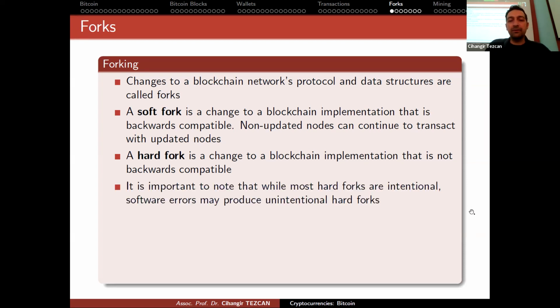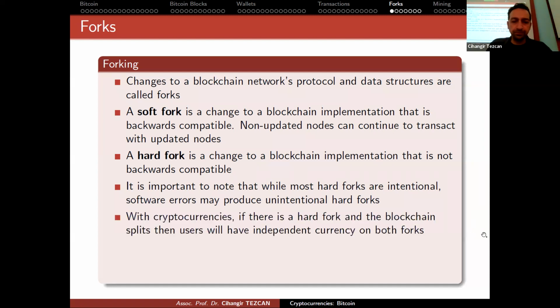It is important to note that while most hard forks are intentional, software errors may produce unintentional hard forks. For instance, this kind of thing happens most of the time with cryptocurrencies that support smart contracts. Because whenever you write your own software, for instance for Ethereum, which supports smart contracts, maybe you made an implementation mistake. So a smart contract may work differently on your software. So this will cause a hard fork because your softwares are different.